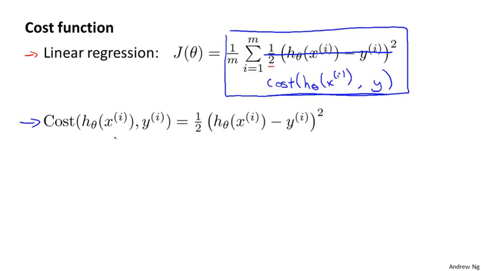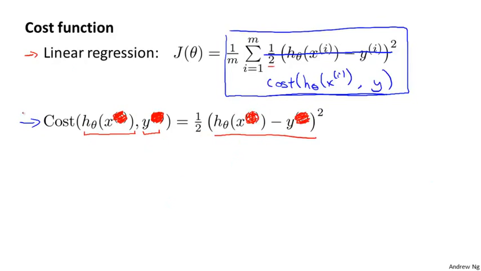And to simplify this equation a little bit more, it's going to be convenient to get rid of those superscripts. So just define cost of h of x, comma y to be equal to 1/2 of this squared error. And the interpretation of this cost function is that this is the cost I want my learning algorithm to pay if its prediction is h of x and the actual label was y. So let's just cross off those superscripts. And no surprise, for linear regression, the cost is 1/2 times the squared difference between what it predicted and the actual value that we observe for y.